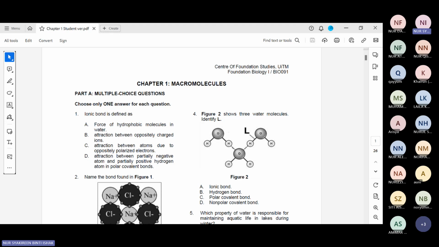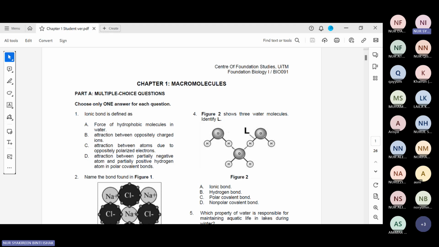12, D. 13, B. 14, A. 15, B. 16, B. 17, A. 18, C. 19, B. 20 is C. 21, B. 22, B. 23, D.